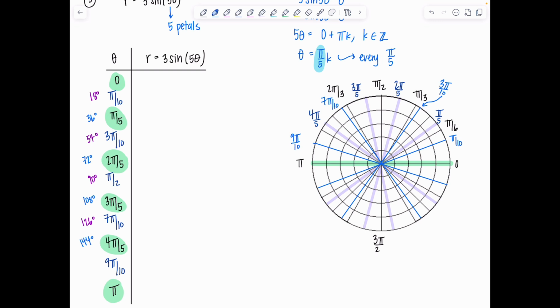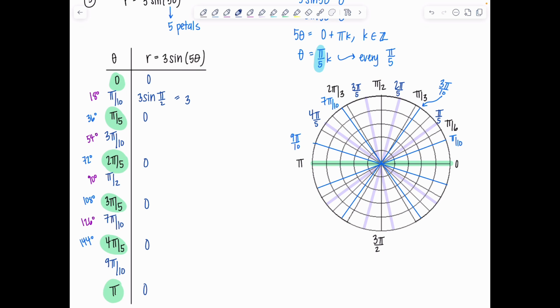Now let's plug in. So I know all the green ones, that's where r is going to be 0, right? Boom, boom. And then all of the halfway ones, we have to figure out if they're positive or negative. So we do have to sit here and plug them in. So this is 3 times sine of 5 times pi over 10, that's pi over 2. So this is just 3.